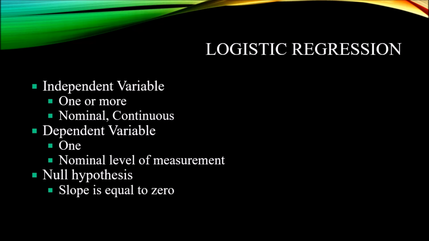When looking at the dependent variable in terms of logistic regression, if you have a dependent variable at the nominal level of measurement, and it has just two levels, like the example I'm using with failure or success, that would be a binary logistic regression. If you had a dependent variable that had three or more levels, like high, medium, and low, that would be a multinomial logistic regression. And the null hypothesis for logistic regression is the same as what we saw for linear regression. The slope is equal to 0, meaning there's no relationship between your predictor variables and your outcome variable.